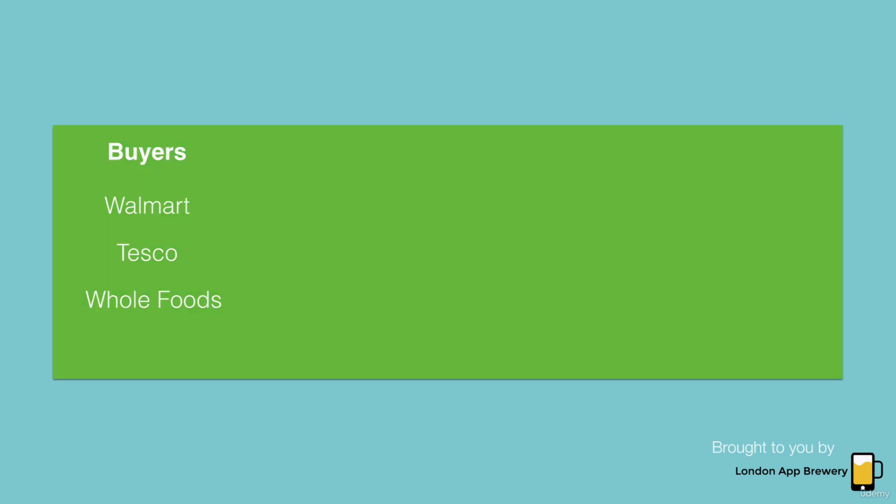But in addition, you might want to keep track of your buyers, right? Say Walmart, Tesco, and Whole Foods, they're all regular buyers of your stuff. And now you need to know what is their address, what are their phone number, what are their bank details, who do you need to contact in order to invoice them, a whole bunch of details about your buyers. So you need another table.